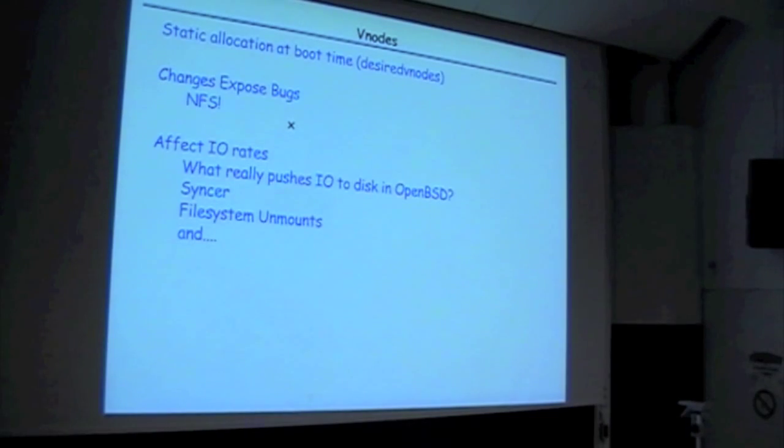Obviously, if you unmount the file system, well, that's going to flush all the buffers, right? What else kicks buffers out to disk? Do we only write stuff out every 30 seconds?